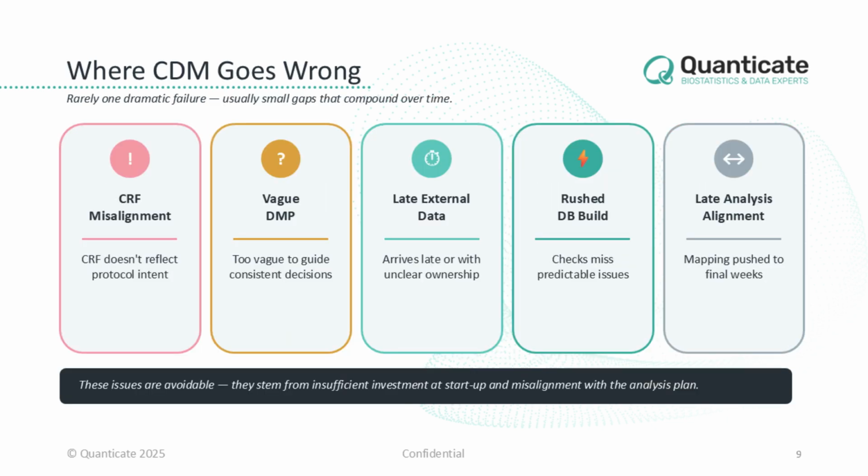However, where CDM tends to go wrong is rarely through one dramatic failure. More often, it is a series of small gaps that build up over time. A CRF may not reflect the protocol clearly. A DMP may be too vague to guide consistent decisions. External data may arrive late or without clear ownership. Or, say, a rushed database build may miss predictable problems. And when data management is not aligned early with the analysis plan, teams can end up pushing mapping and derivations into the final weeks before lock.